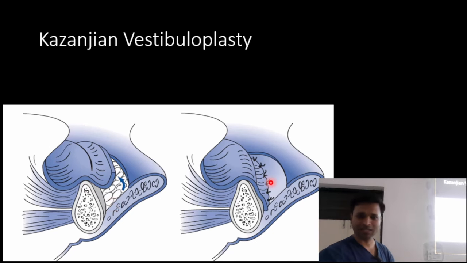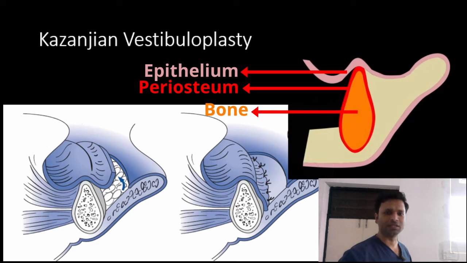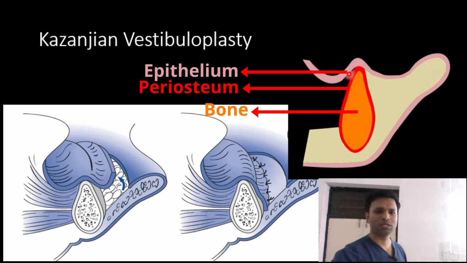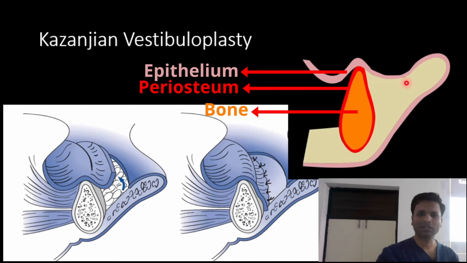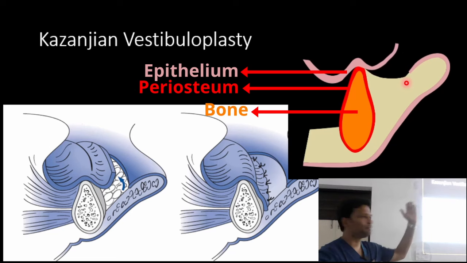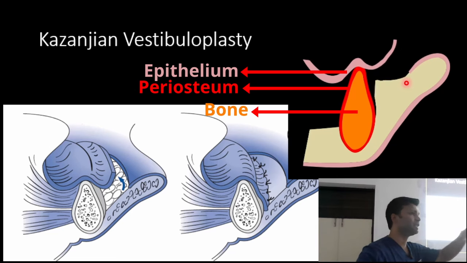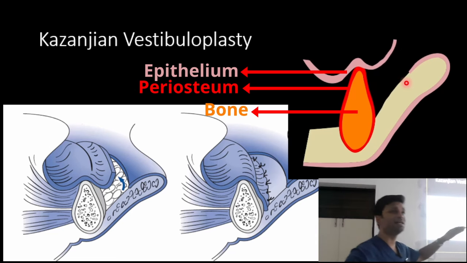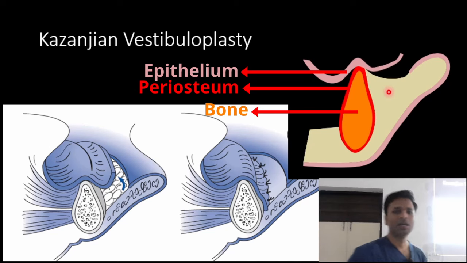And once you have raised, let me show you the animation. So you can see this is the bone, this is the periosteum, and this is the epithelium. Can you see this is continuous with the epithelium of the lip? So what we do is we raise a flap, okay, in the lip region. The incision is in the lip region and the base is at the alveolar ridge. Yeah, we raise the flap.